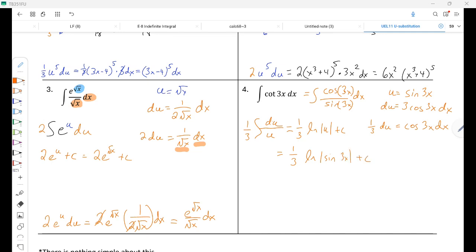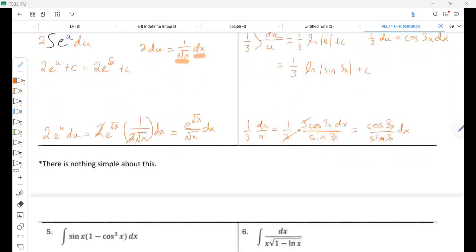plus c. And again, algebraically equivalent, we integrated 1/3 du over u, right? And that is equivalent to: 1/3 du is 3 cosine 3x dx, and u is sine 3x. Everything's being multiplied, the 3's cancel, and that gives us cosine 3x over sine 3x. Slide the dx out just to make it look exactly like what we started with. Algebraically equivalent. We integrated something algebraically equivalent.